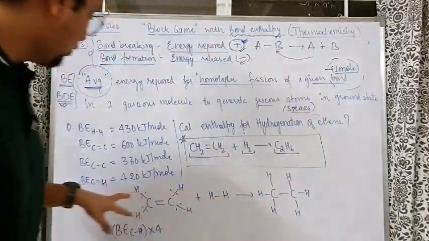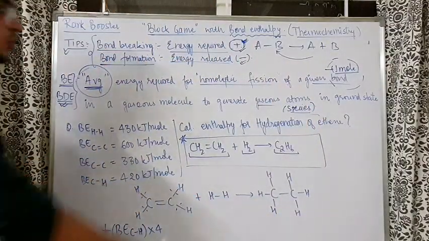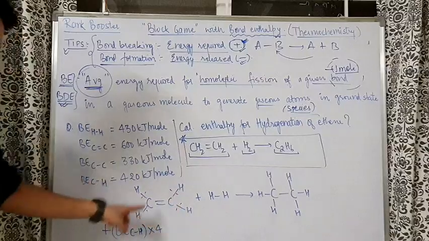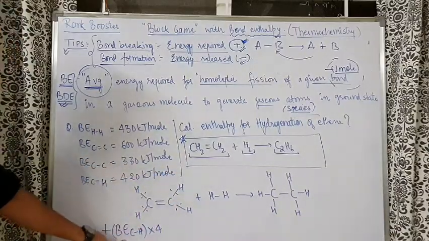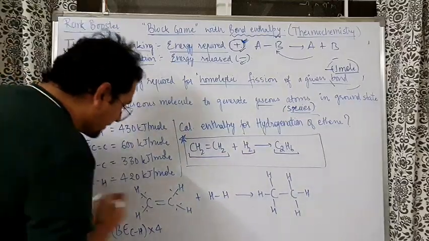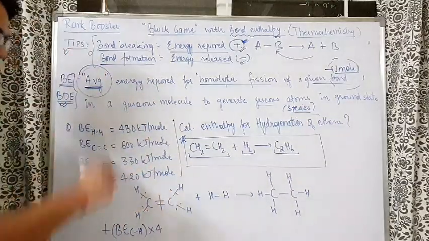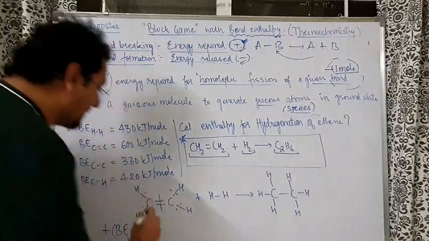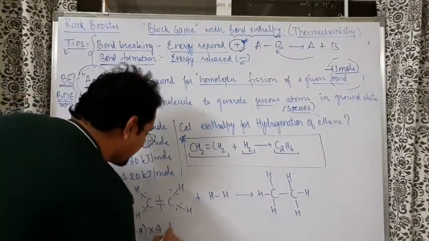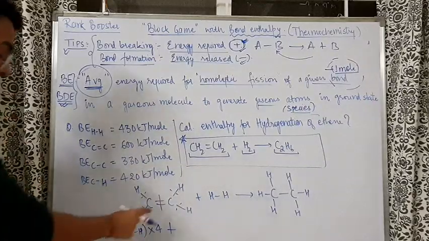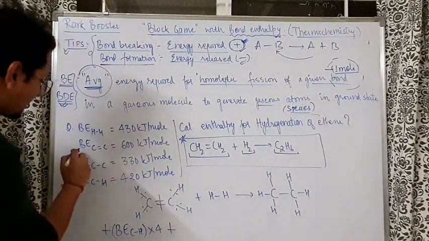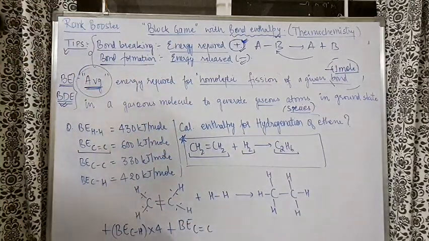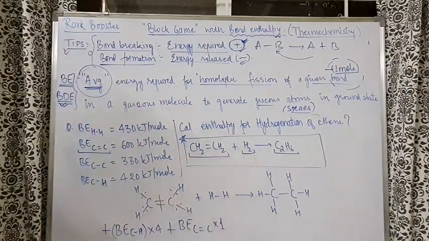To break 1 mole of CH bond, 420 energy is required. I have to break 4 of them, that means 4 moles, so 4 times of this energy is required. Again, C double bond C also I will break. How many bonds? Only 1 bond. Breaking the bond means again energy required, so plus sign will come. 1 C double bond C broken, and 600 kilojoule is required. So I can multiply this by 1 if you feel happy seeing 1 here.